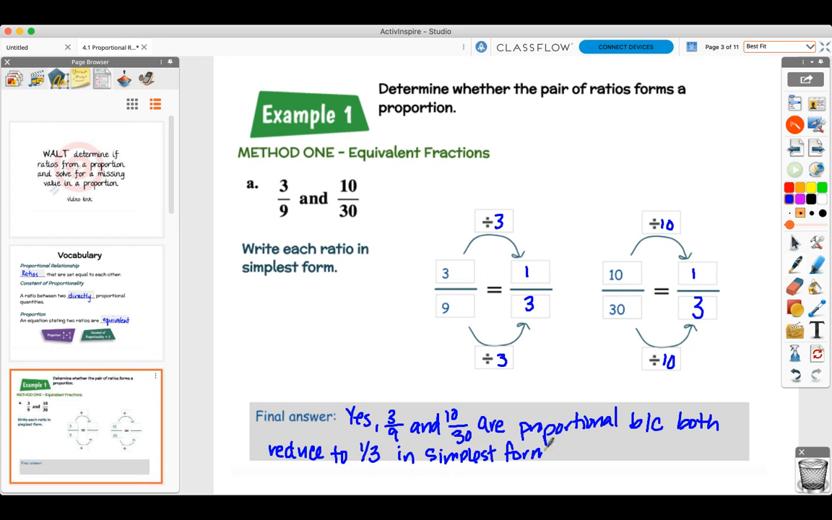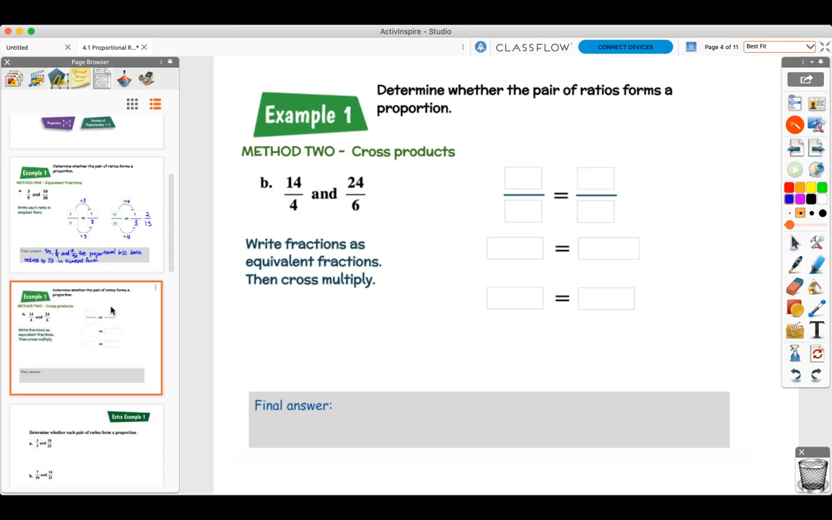And they have to be in simplest form, guys. If you only simplify 10/30 by dividing both by 5, it can be 2/6, or if you did 2 and 15, then when you look at 1/3 and 2/15, you're going to be like, wait, they're not the same ratio. That's why simplest form matters. It has to be the simplest, most reduced form of that fraction. So that's method one, equivalent fractions.